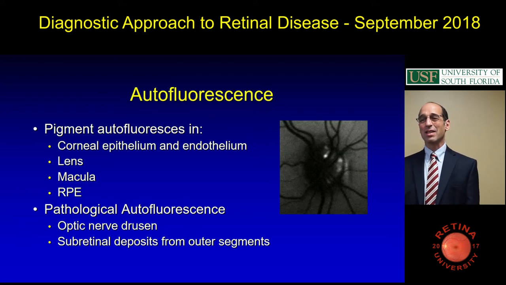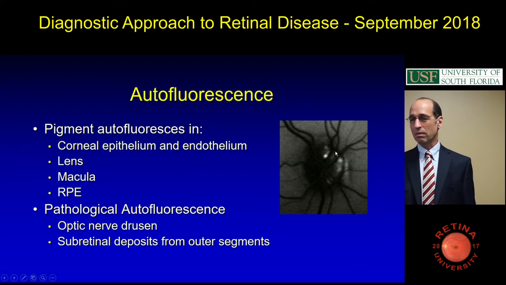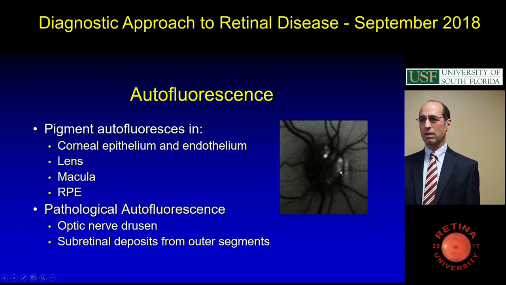And then pathological autofluorescence, we think of mostly as optic nerve drusen or subretinal deposits that have to do with lipofuscin and outer segments. And the picture right here is a 20 or 30 something year old guy that we showed last conference with optic nerve drusen.